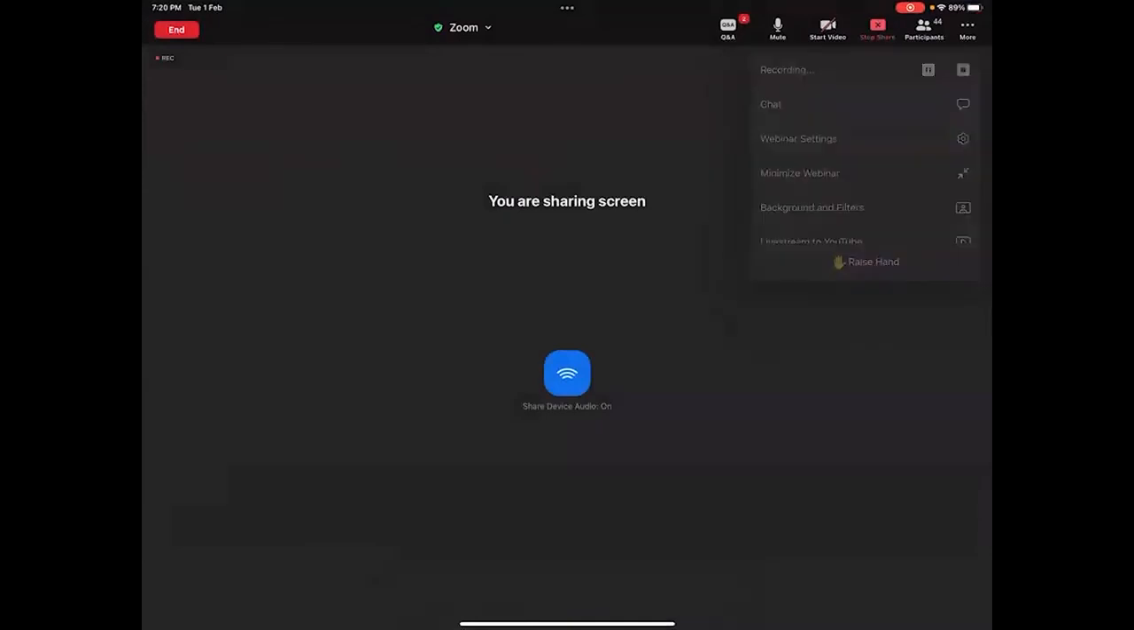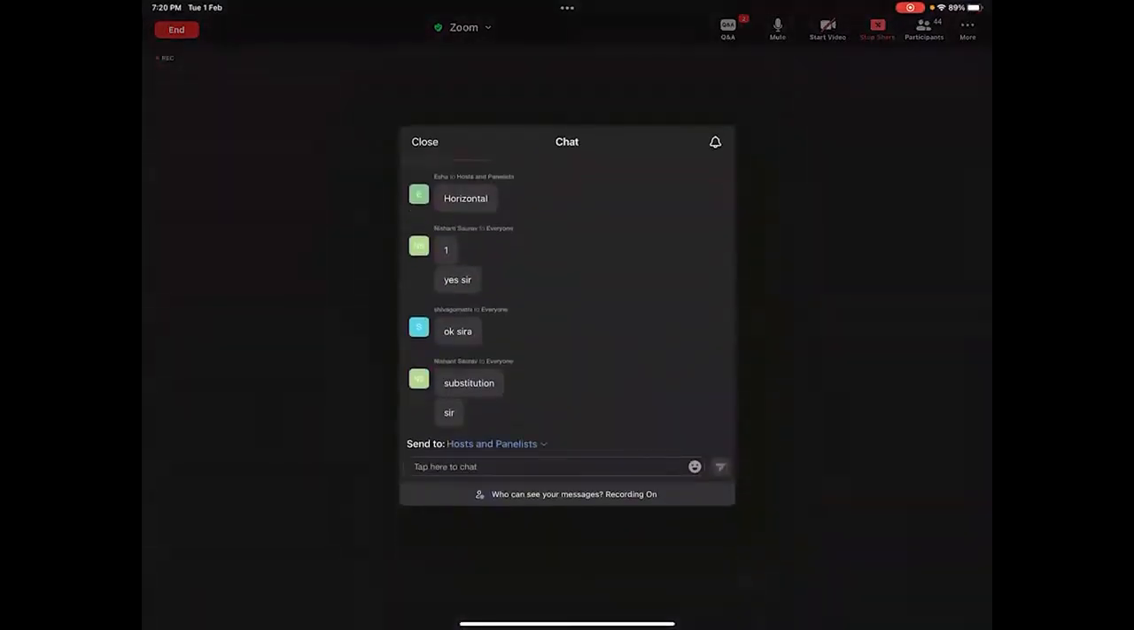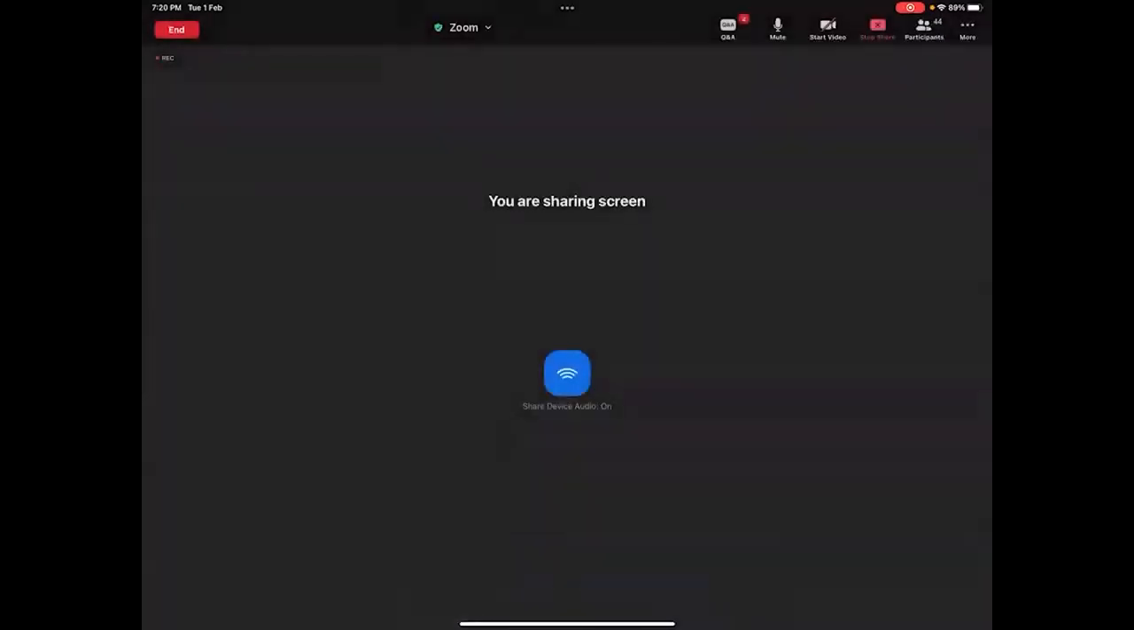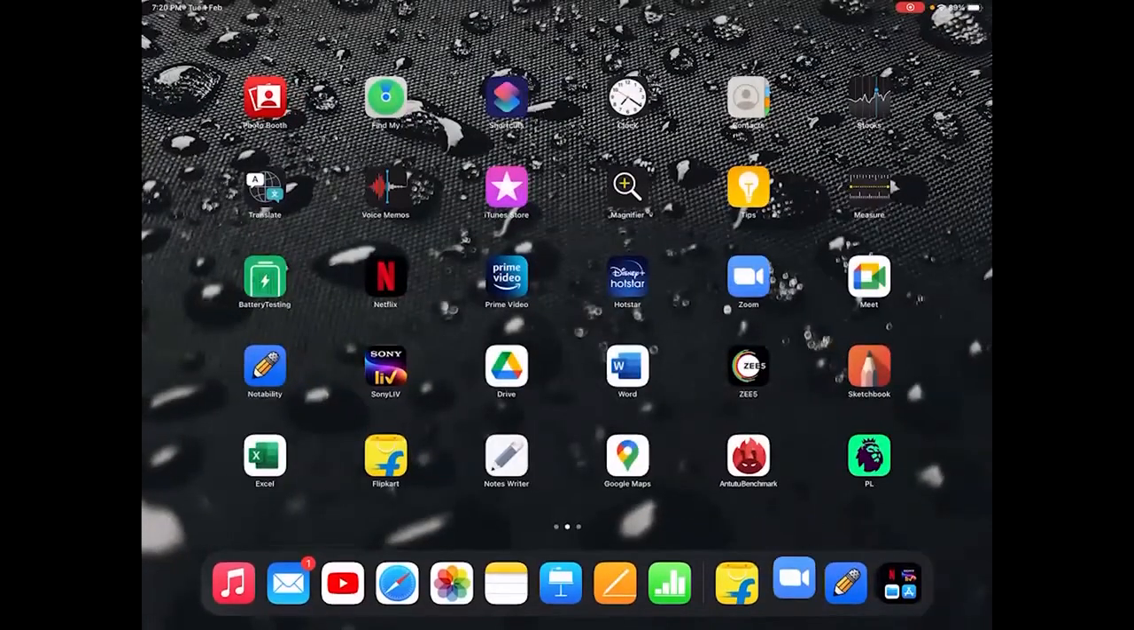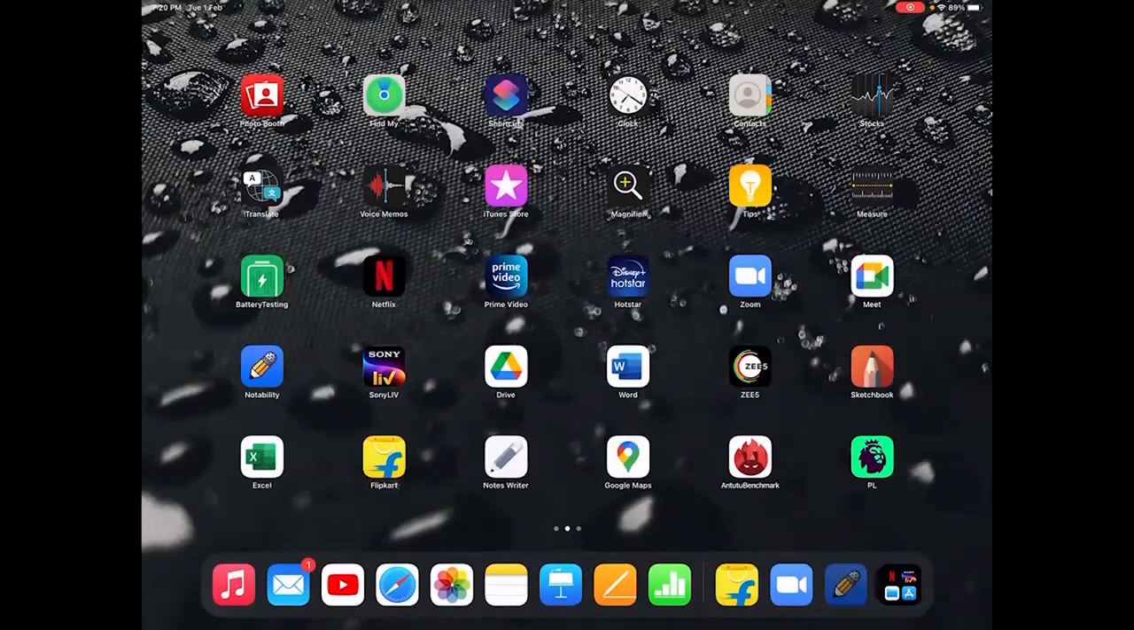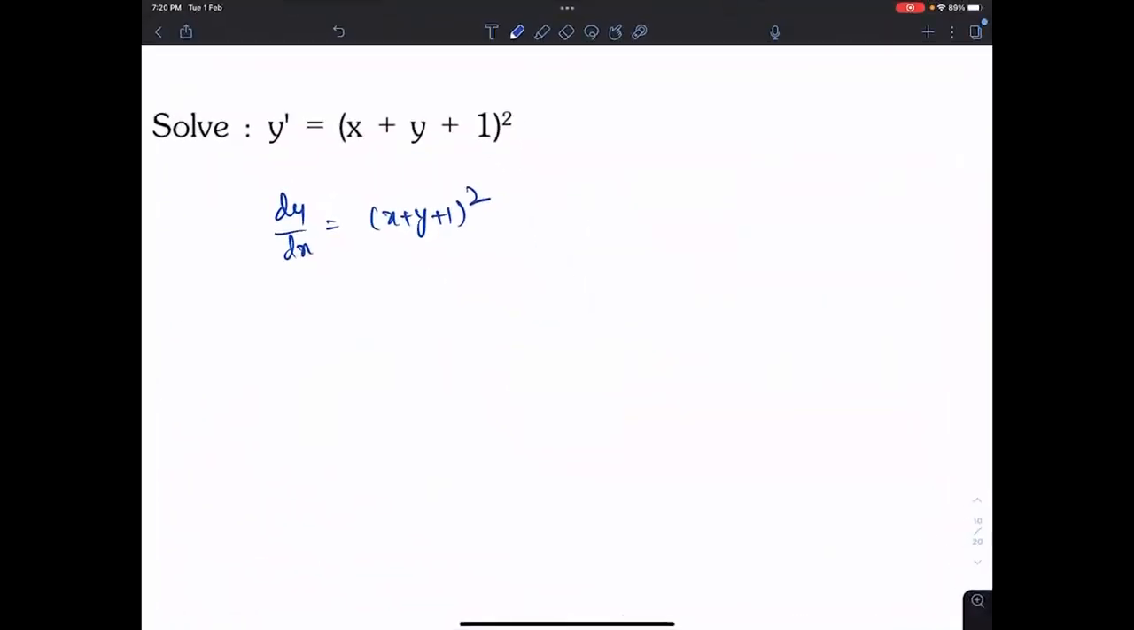Very good. What substitution? Correct. I think typing will take some time, na? That's why some delay. What Nishant has told is correct. Basically, what you do is substitution. So that is x plus y plus 1. Substitution is the correct word. X plus y plus 1, let's take it as some variable t.